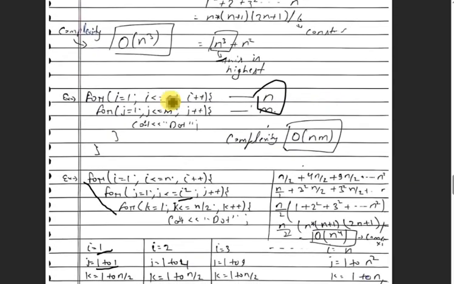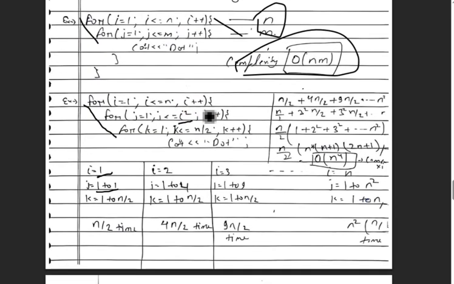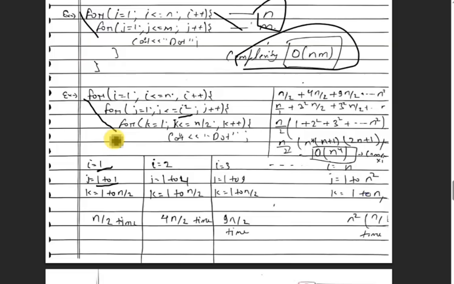Okay, so my next example is we have for loops here. One is running n time, the other is running m time, so my complexity is n into m. Got it? Because here there is no I in the for loop of j, the second inner for loop. Right? And after that we have one more example.